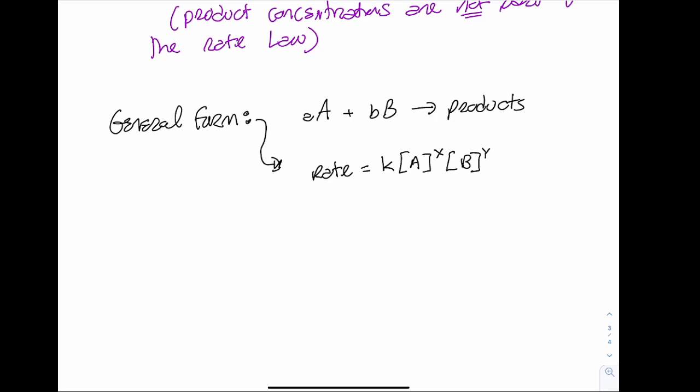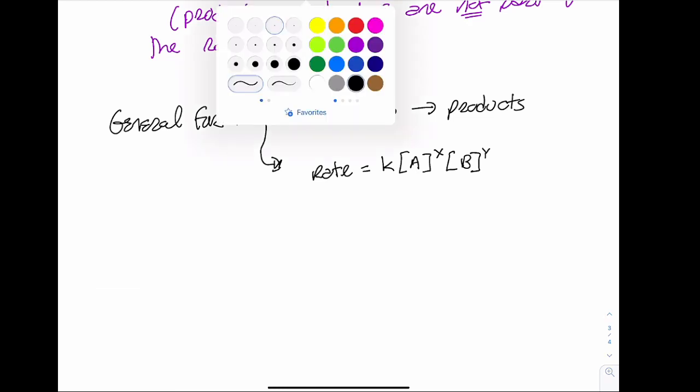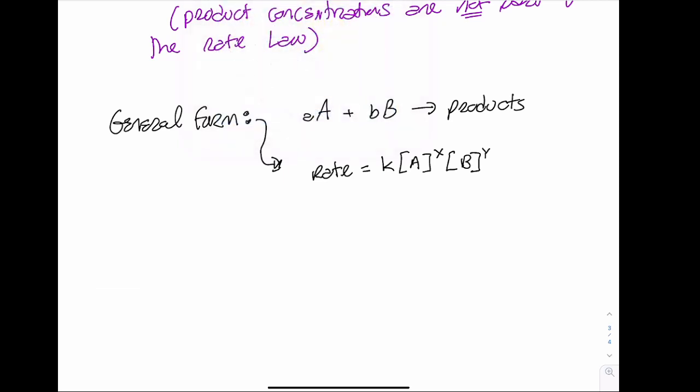Both A and B might be part of the rate law for this reaction. It could be just A, it could be just B. You cannot tell by looking at the chemical equation what the rate law is going to be. It could have one reactant, it could have both reactants. The exponents could be 1s or 2s or 3s. They can be different for A and B, or they could be the same. We don't know. The only way to determine that is to determine it experimentally, which I will write down in a minute. I just want to define a couple of these.